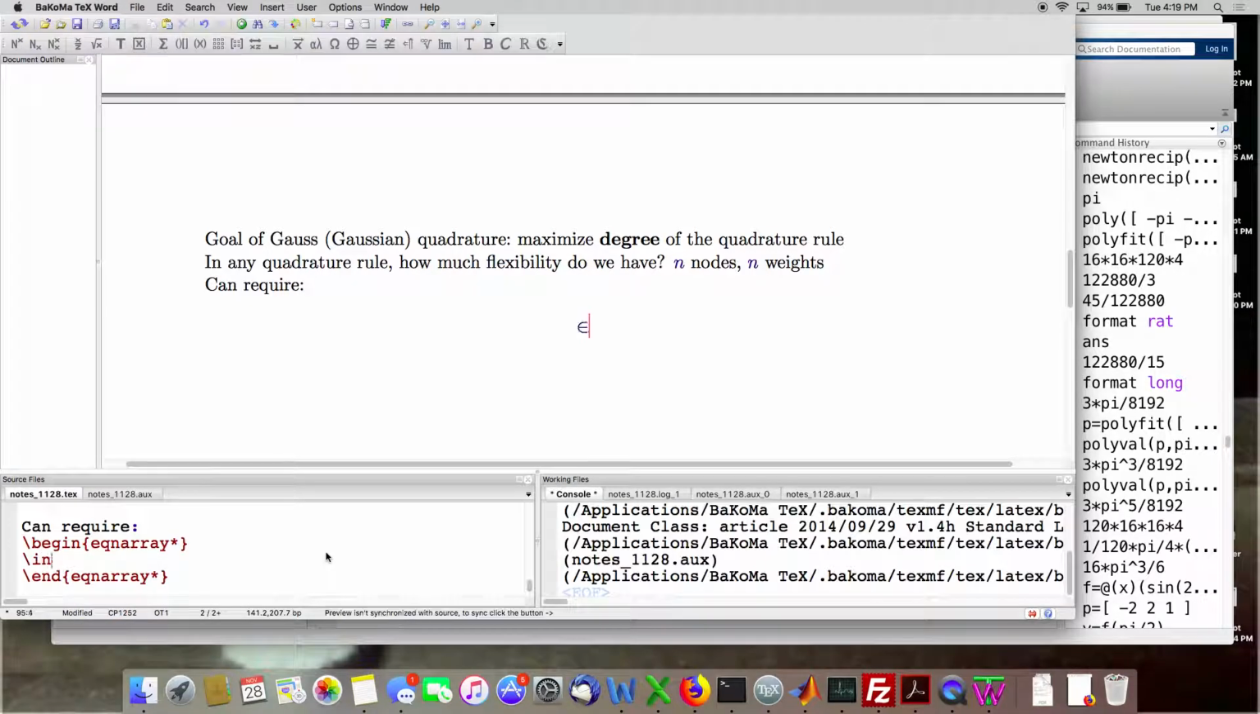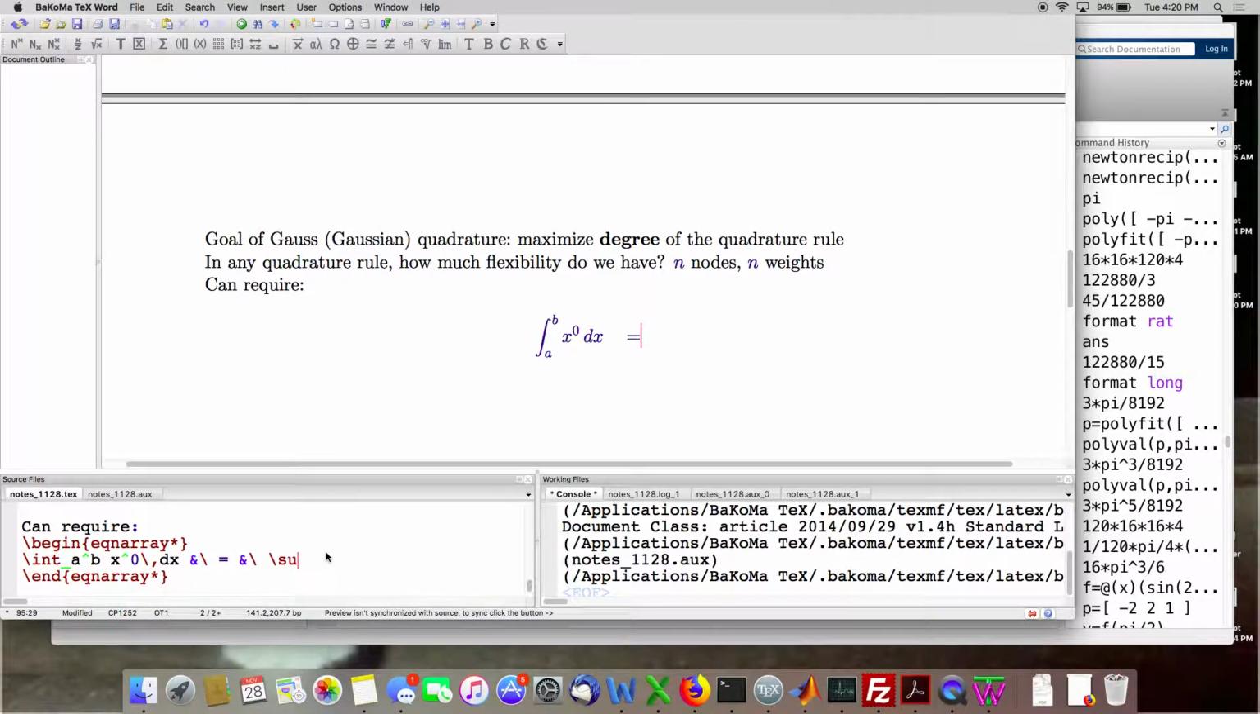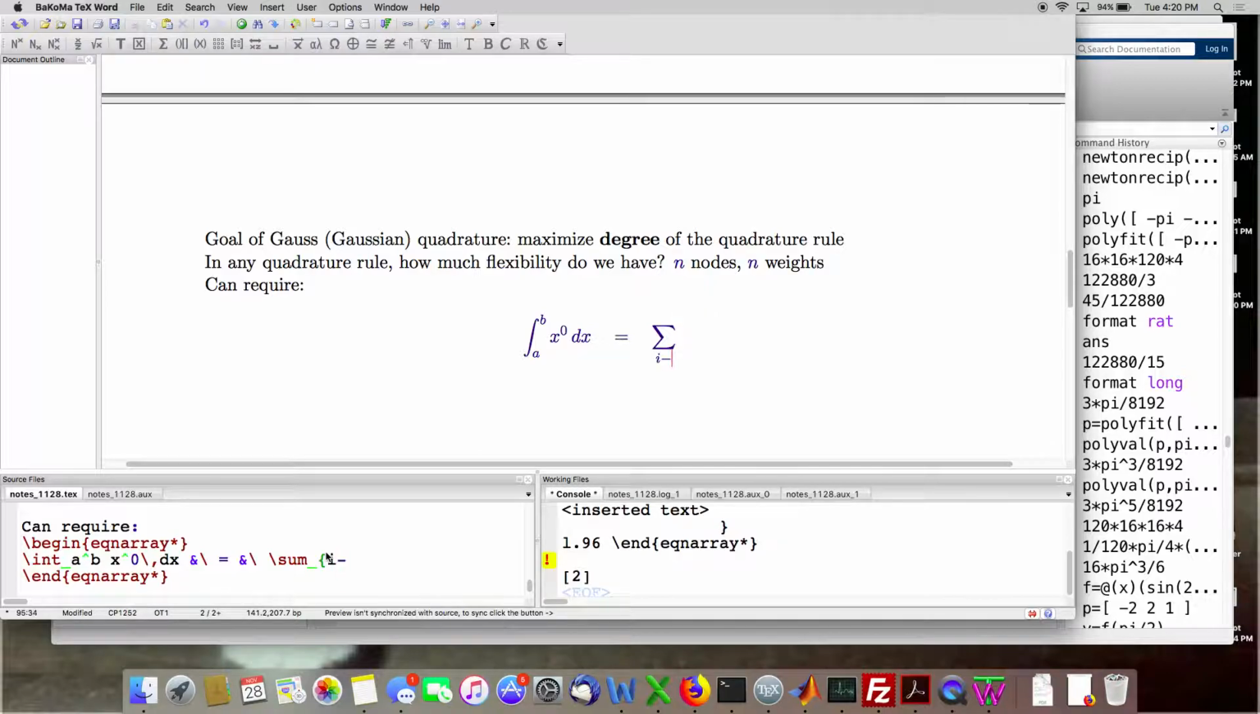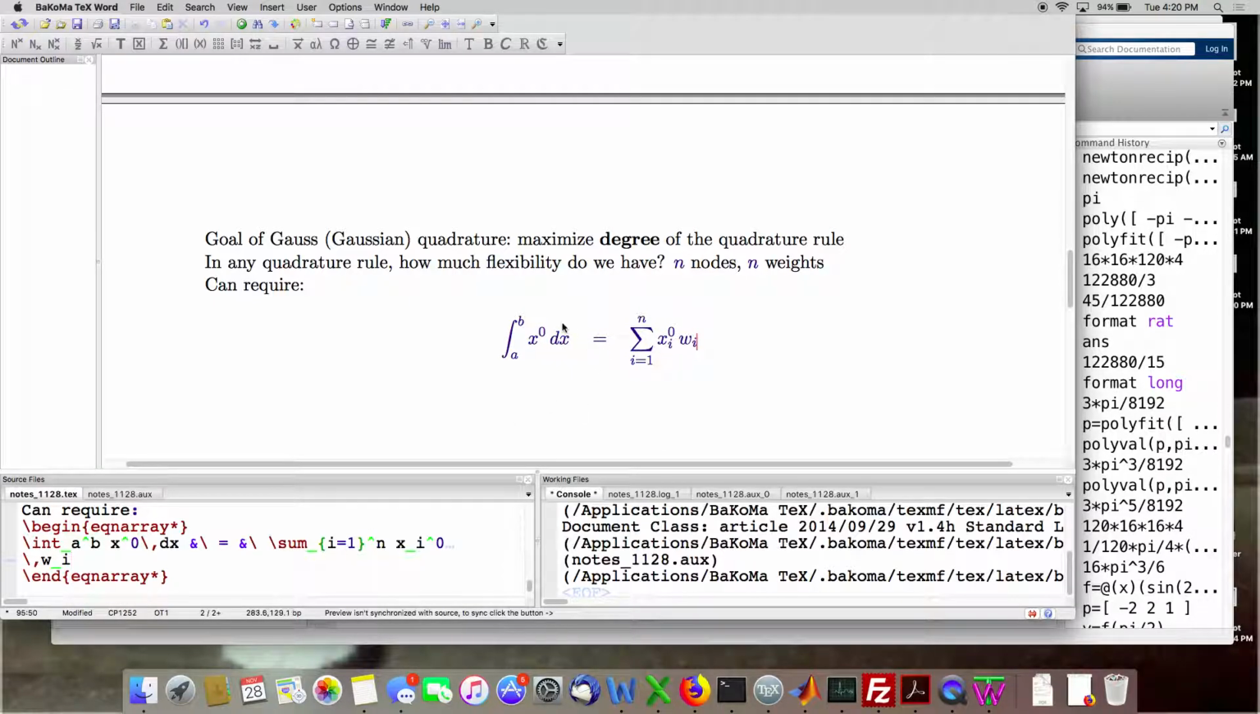So I can say, like, the integral of x to the 0 must be equal to the sum from i equals 1 to n of my nodes raised to the 0 power times my weights. So the idea is what's on the left side is the true integral, and what's on the right side is the quadrature rule.